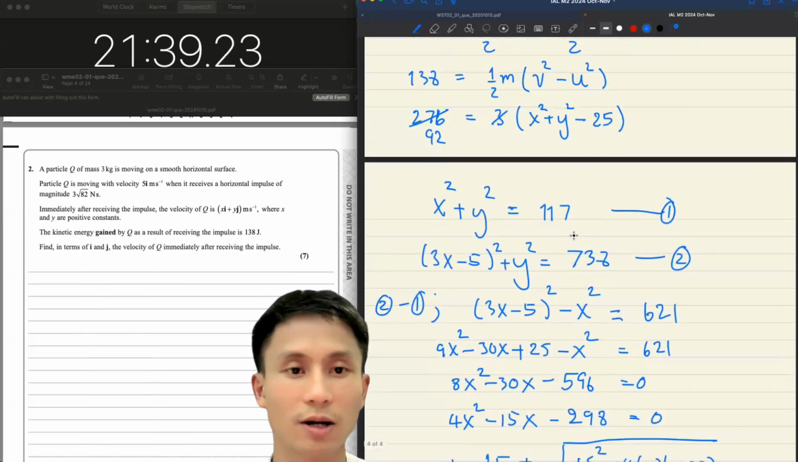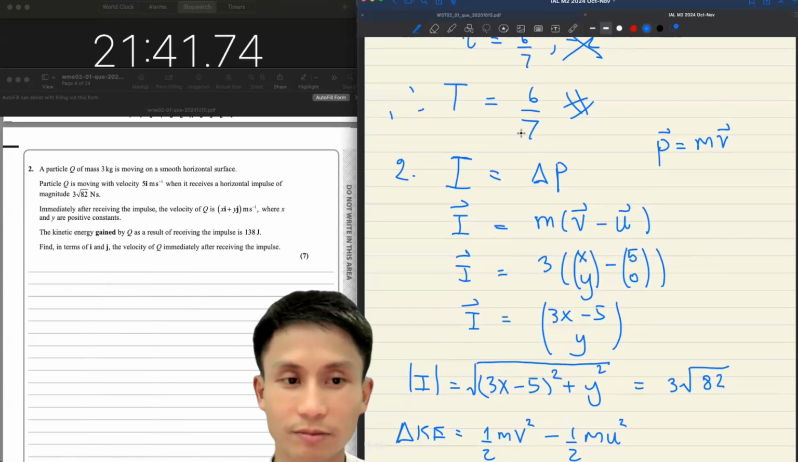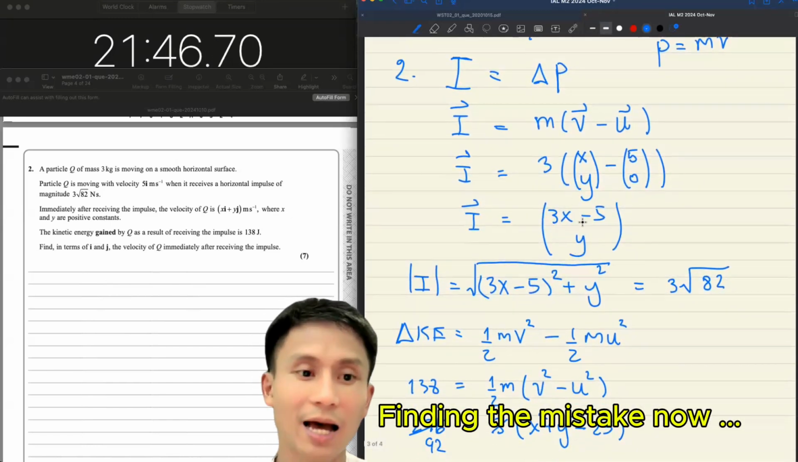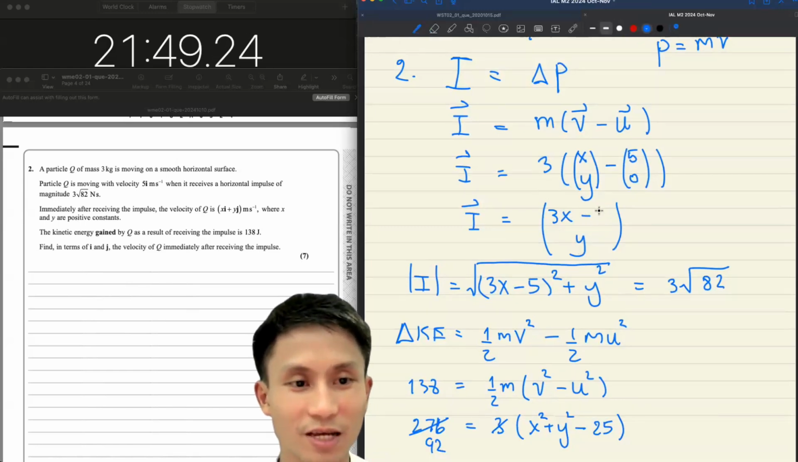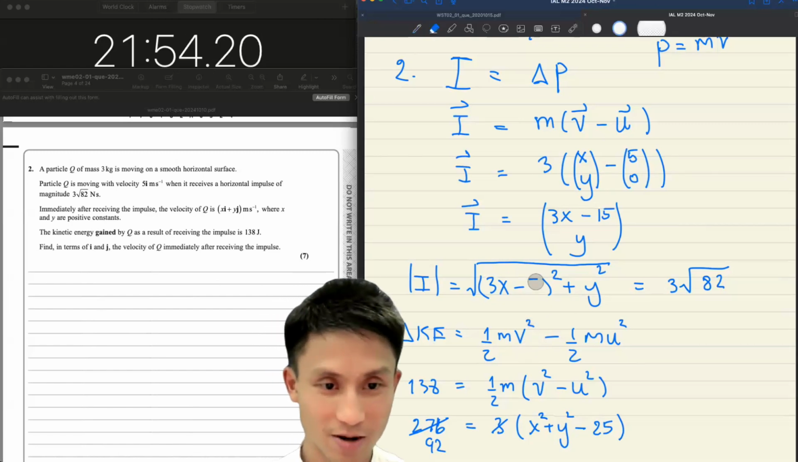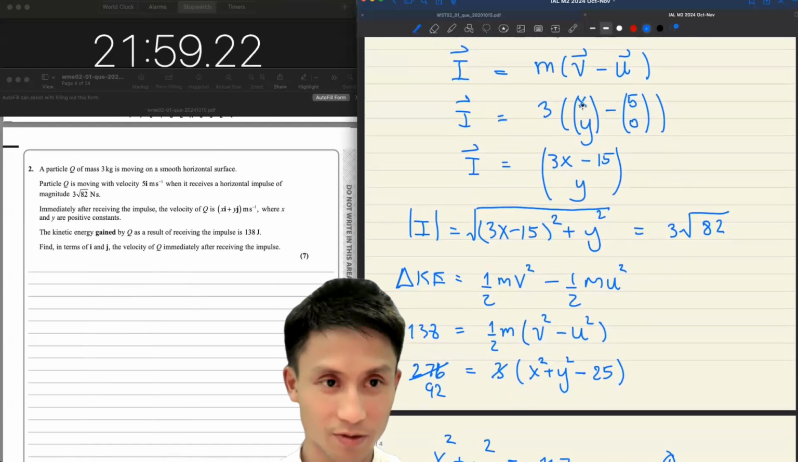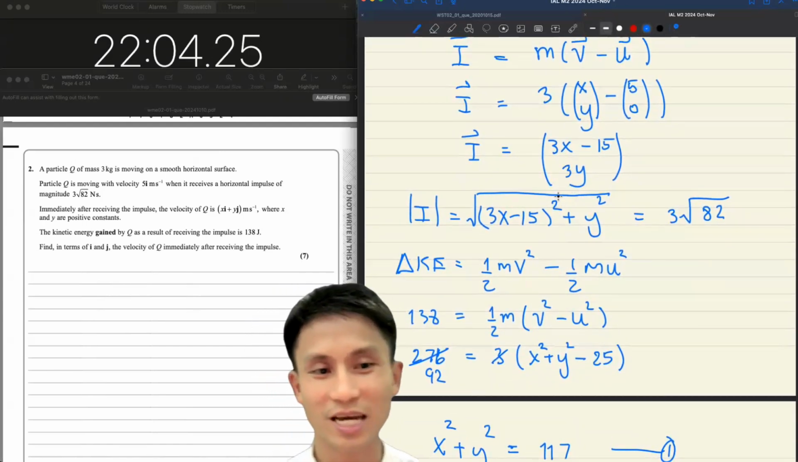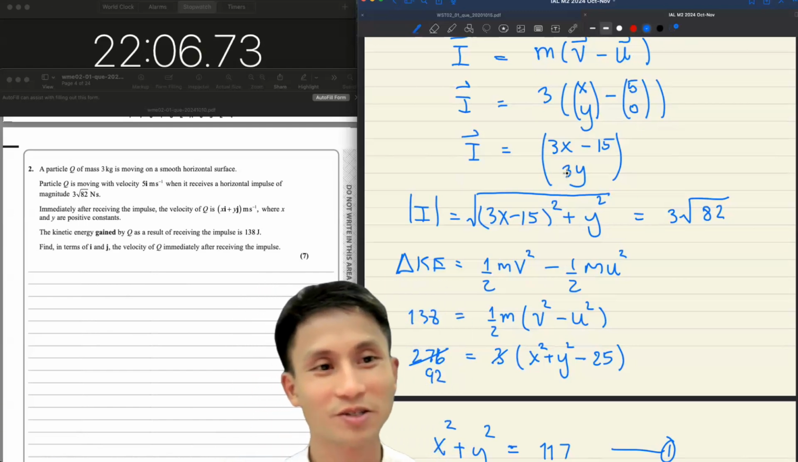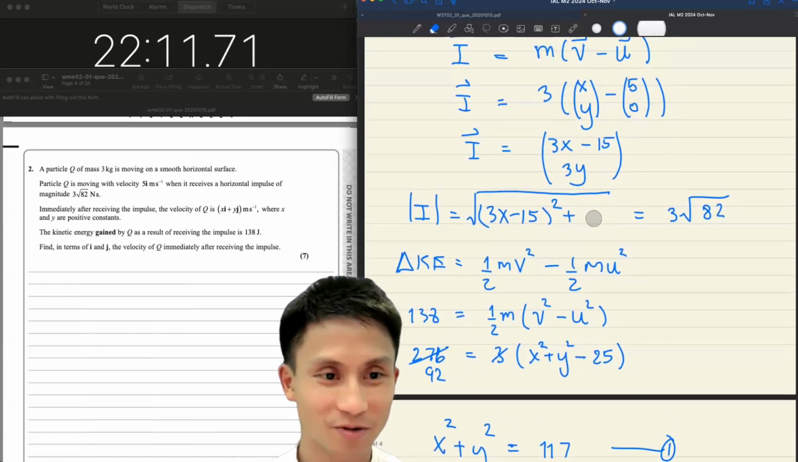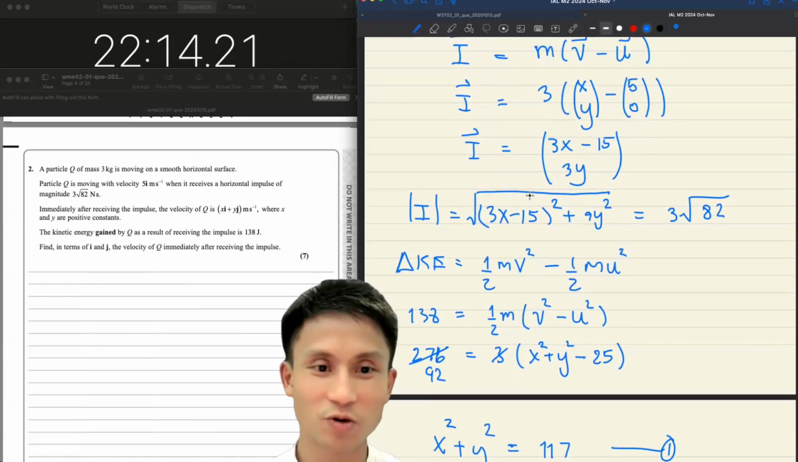Okay, so let me check from the beginning. Ah, I see my mistake here. This is a 15. Sorry, guys, I didn't see that. This is bad now. So this is a 15, and this is also a 3y. This is the mistake I have seen with many of my students, but there you go. And this is also a 9y squared if you square that, right?